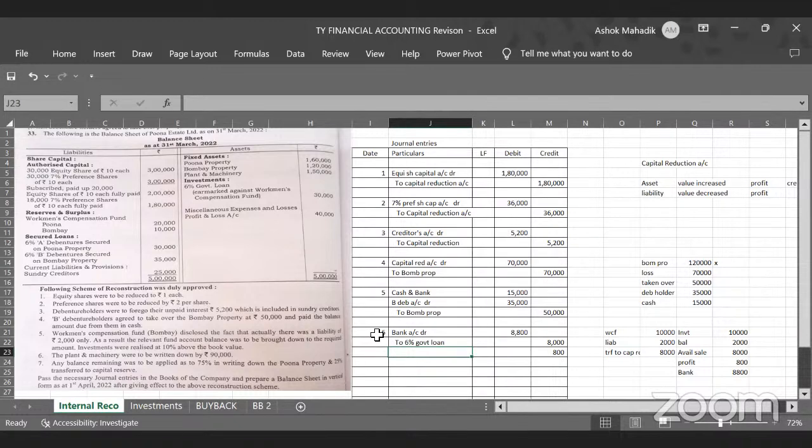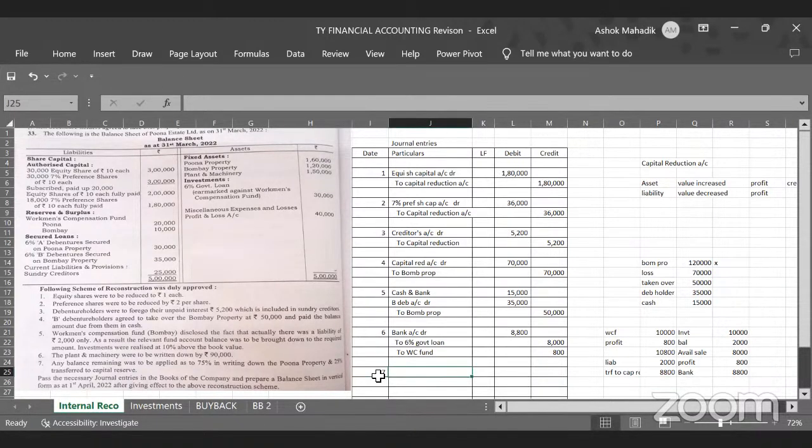To that Workman Compensation Fund, we had a balance of 10,000 already. Now it will become, I'll just add it here, due to profit, this will increase by 800. So in all, we'll have 10,800 in Workman Compensation Fund. Out of that, how much is the liability? 2,000. So remaining 8,800 we can transfer to capital reduction account. Understood, students? I'll write here number 7.